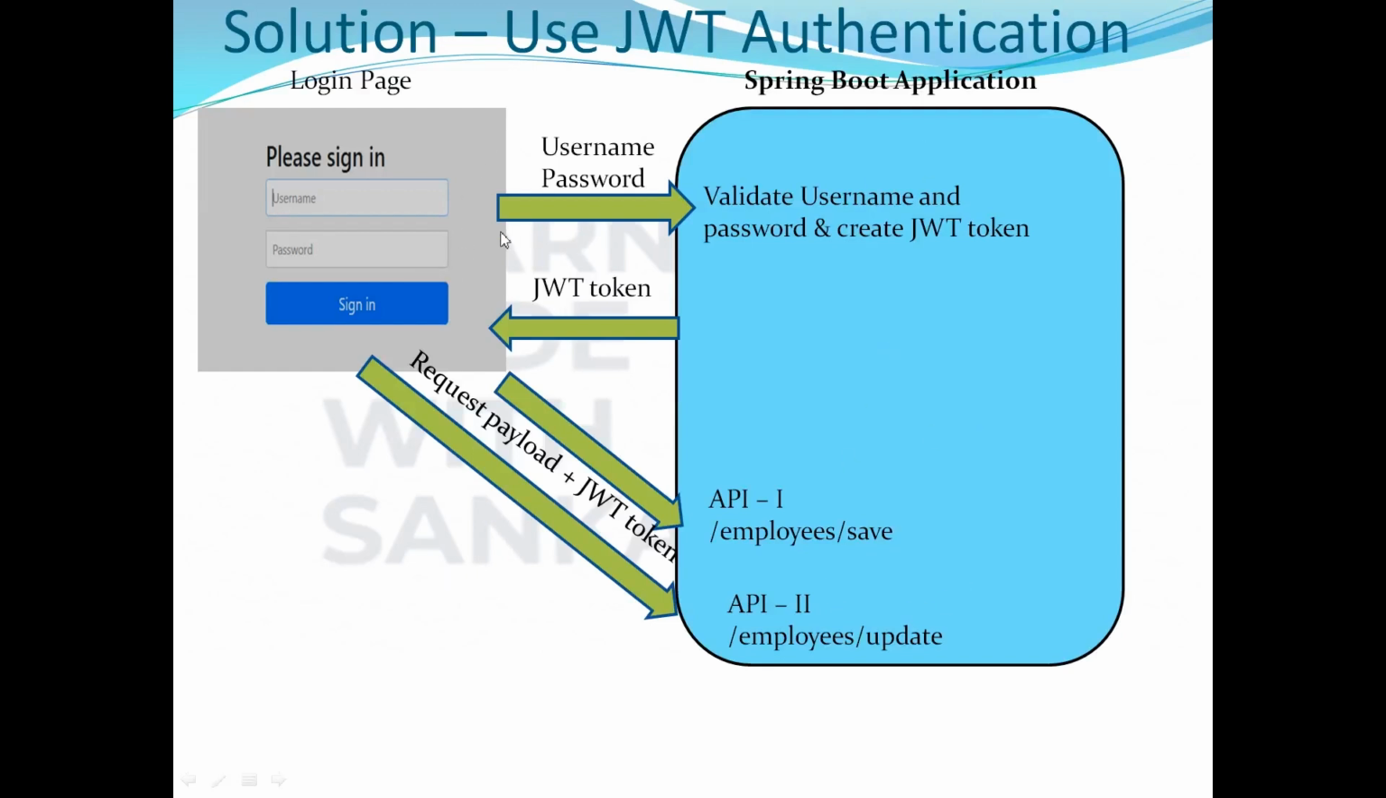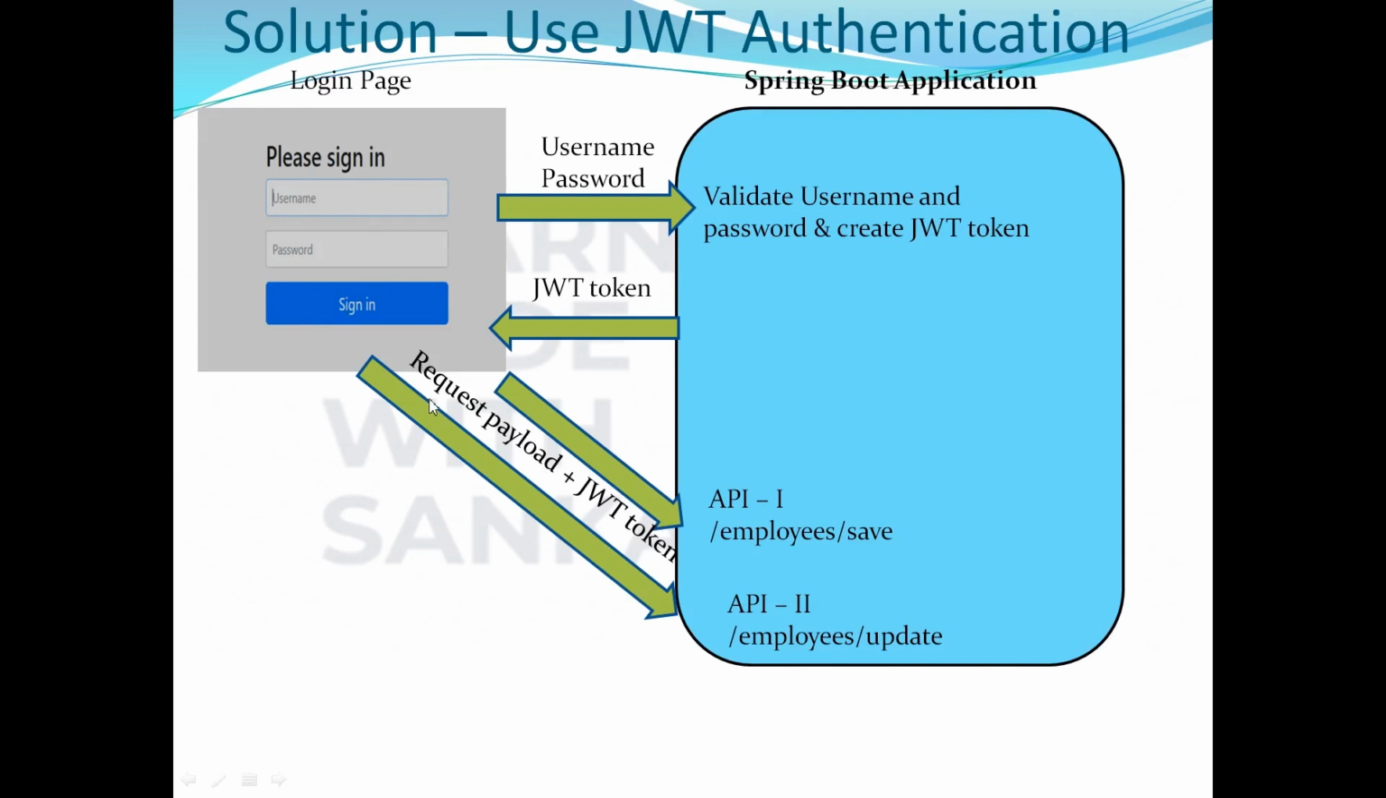Here will be the login page where we give the username and password. In the Spring Boot application, we validate the username and password and create a JWT token. The flow means we write the response in the JWT token, and the JWT token will be given to the client, and another request will happen.